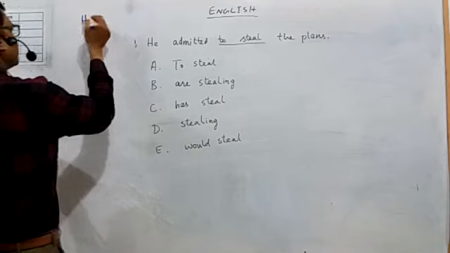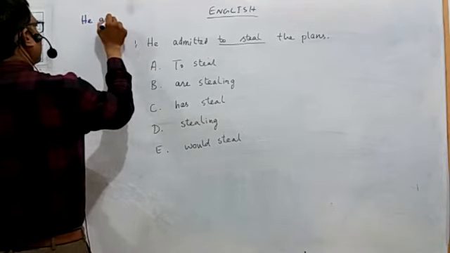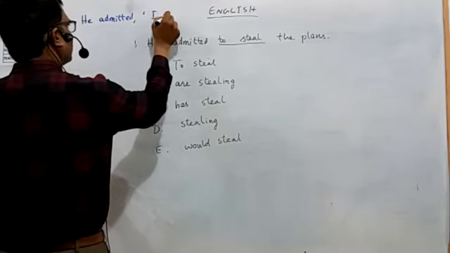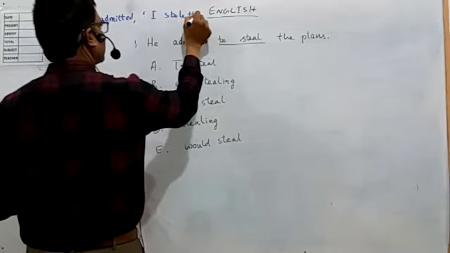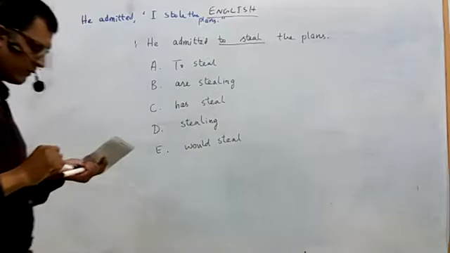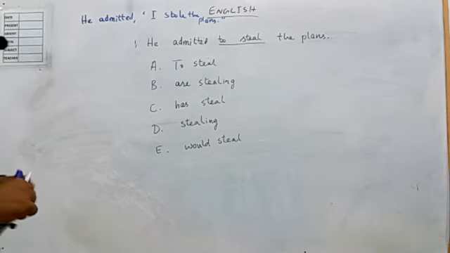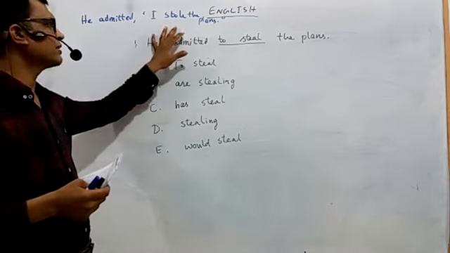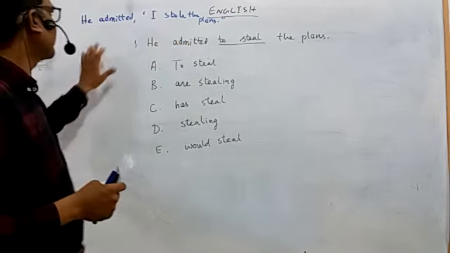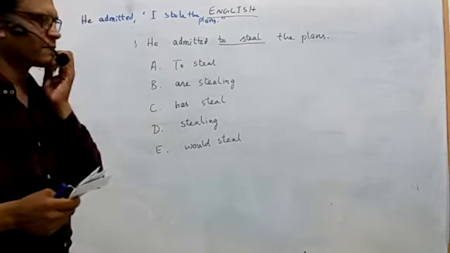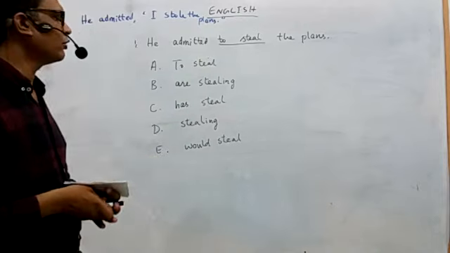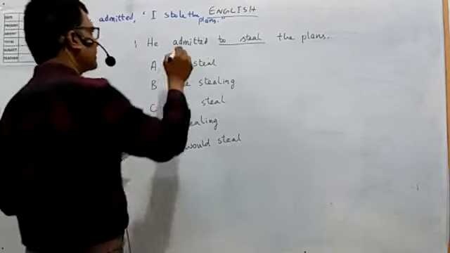He admitted, "I stole the planes." Okay, this could be the possible way of direct sentence for which we have changed this sentence. So he admitted, I stole the planes. What is the special thing here? The important and valuable thing here is this verb, admitted.